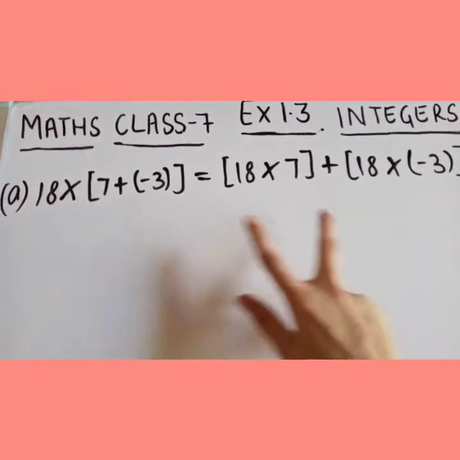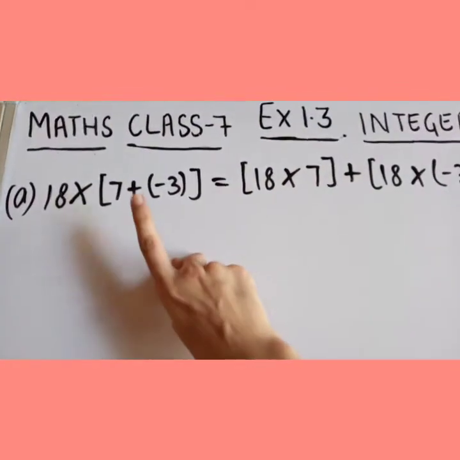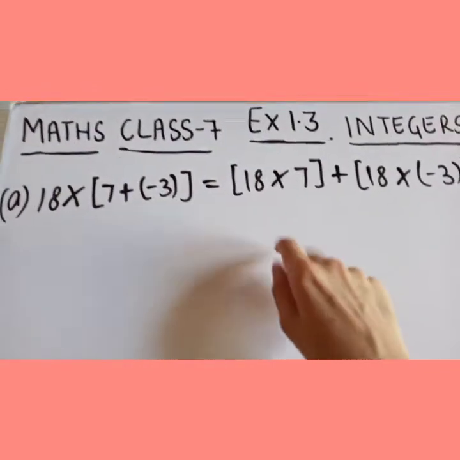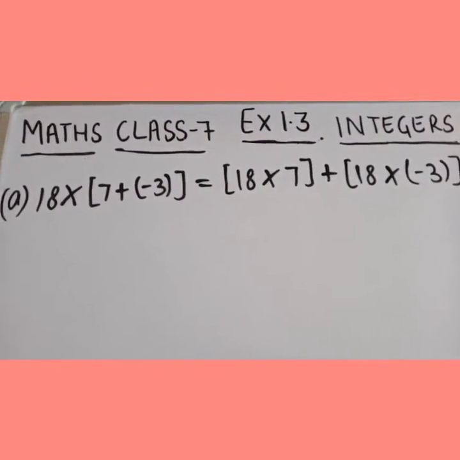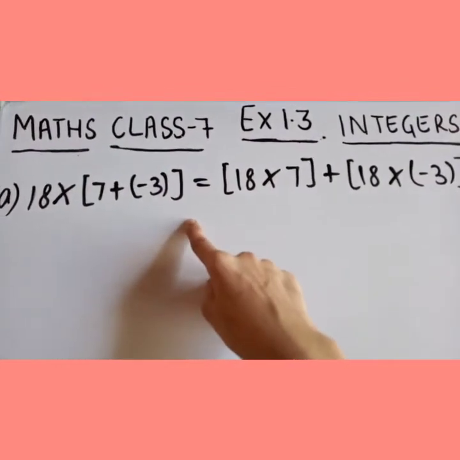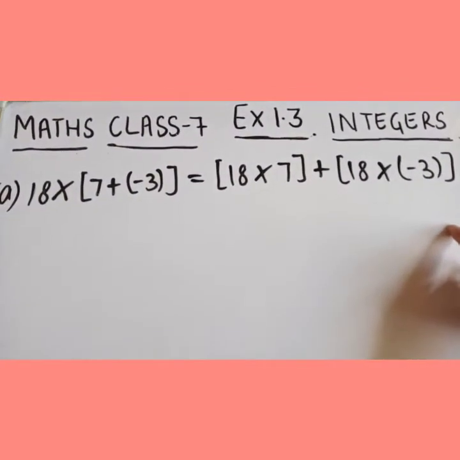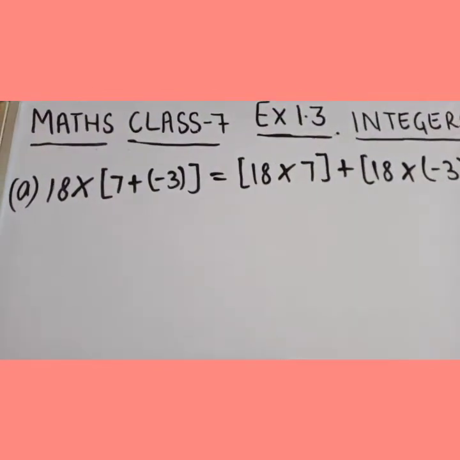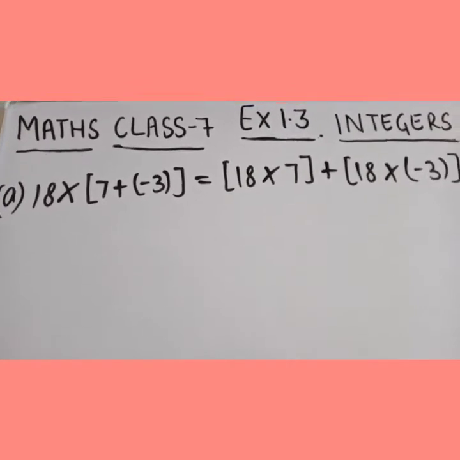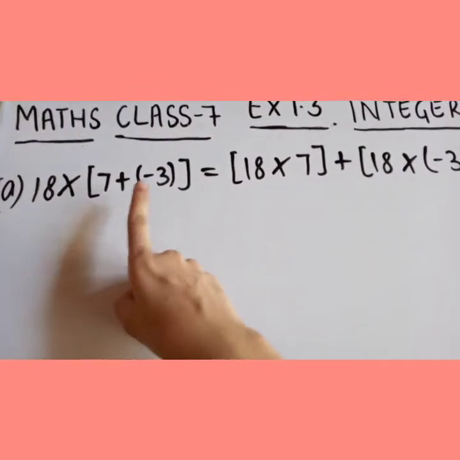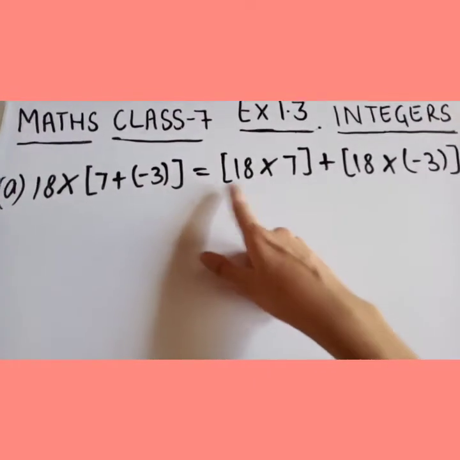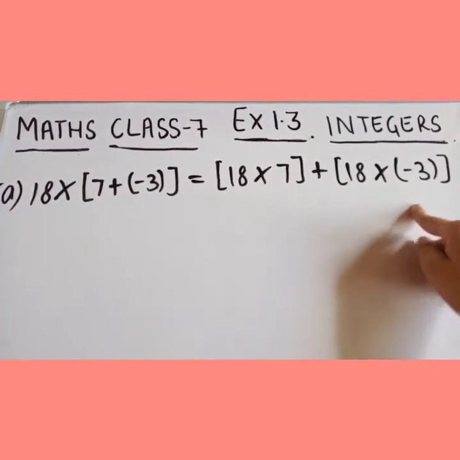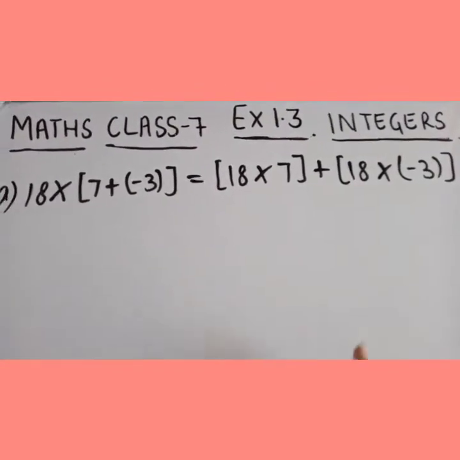That means they have given it to prove that this statement is equal to this statement, and you have to prove both. How will you prove it? First of all, you will solve this and you will solve this one, and then you will write down at the end, hence 18 multiplied by 7 plus -3 equals 18 multiplied by 7 plus 18 multiplied by -3, proved, verified.